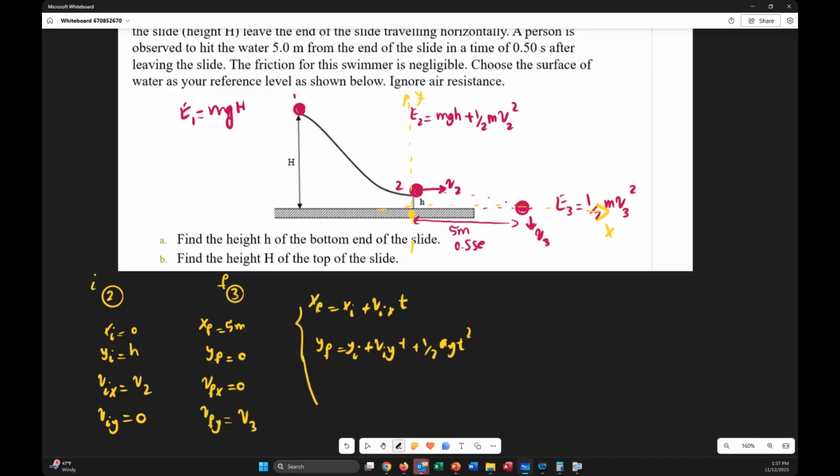And there are more equations. V final y squared equals V initial y squared plus 2ay times yf minus yi. Good. And there is one more equation: V final y equals V initial y plus ay time t.